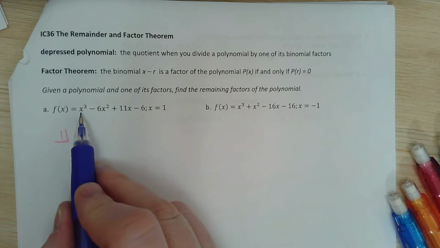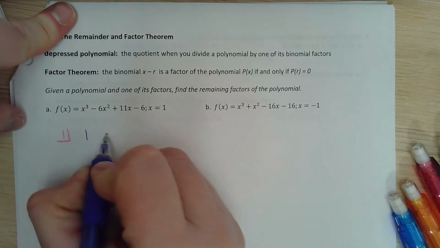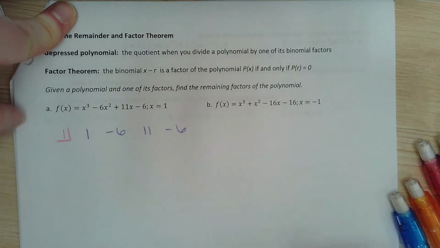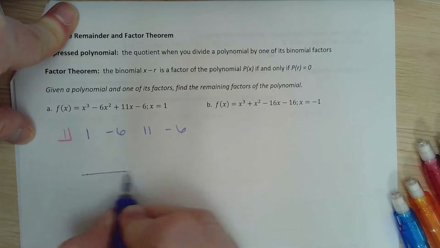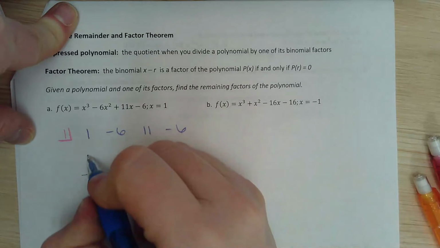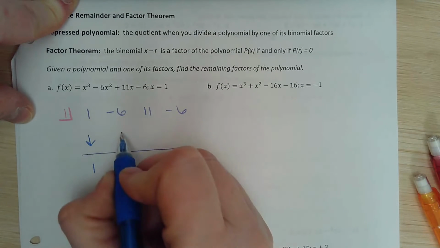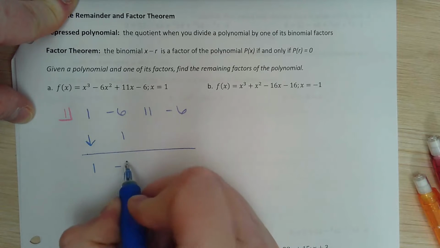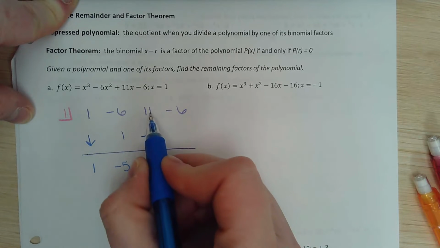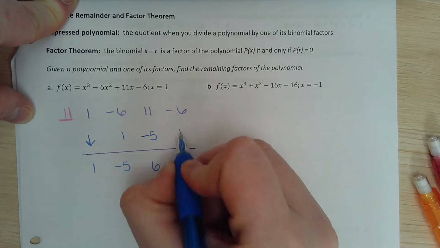So the coefficients of x cubed minus 6x squared plus 11x minus 6 are 1, negative 6, 11, negative 6. And we're going to bring down the first value. Okay, 1 comes down. 1 times 1 is 1. Negative 6 plus 1 is negative 5. Negative 5 times 1 is negative 5. 11 plus a negative 5 is 6. 6 times 1 is 6.